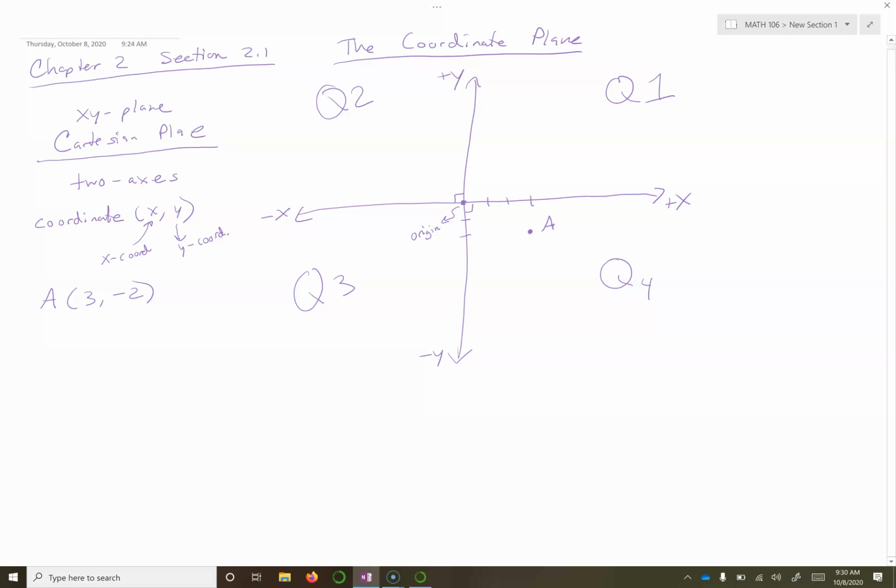So graphing points is very simple. We all right with this? Easy. Right? It's a nice little review getting us ready for the rest of this section.